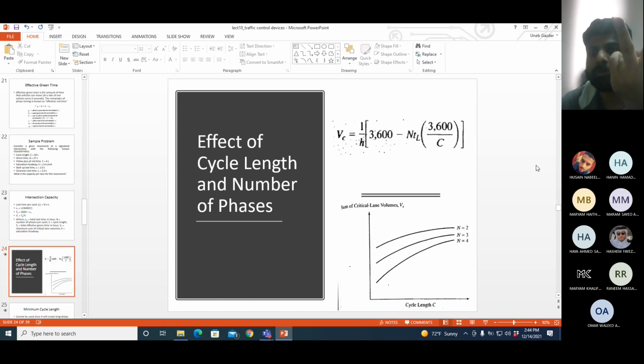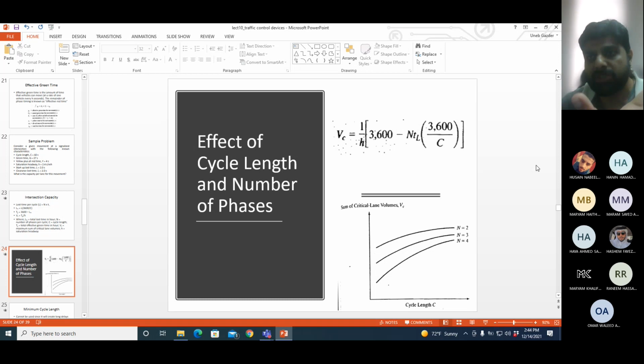Two phases means what? You have 4 directions, and every two directions go in the same phase. So you have 1 phase for 2 directions and the other phase for the other 2 directions. This is the combination for 2 phases, right? Now imagine if I allow 2 directions to move at the same time, it will be dangerous.